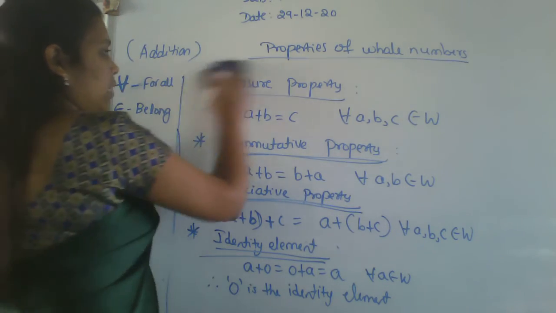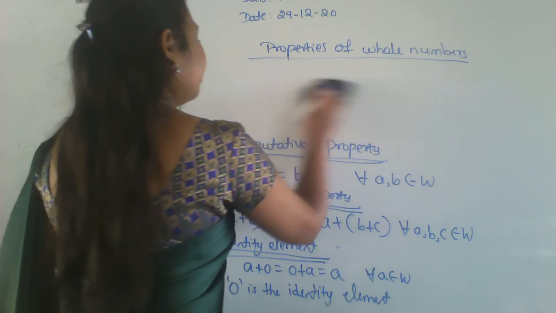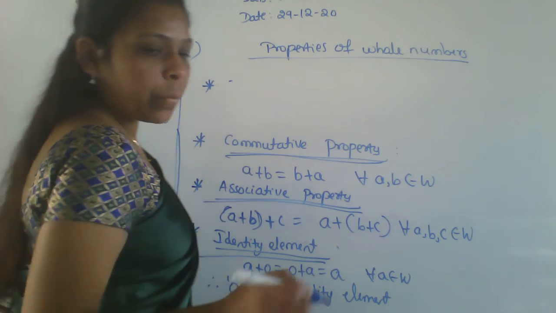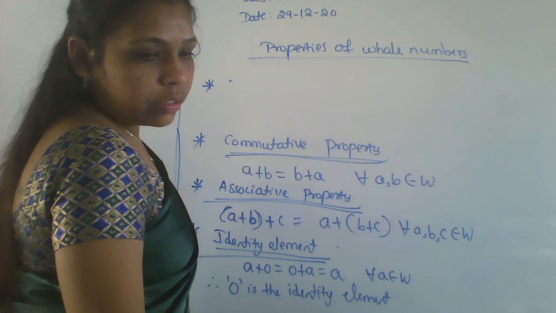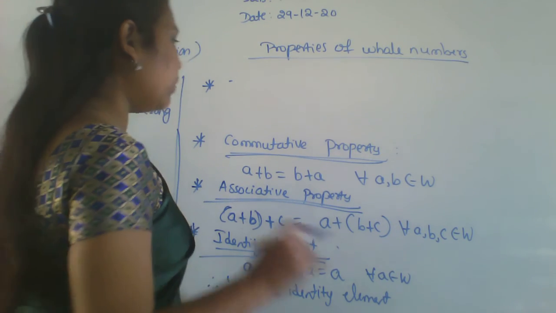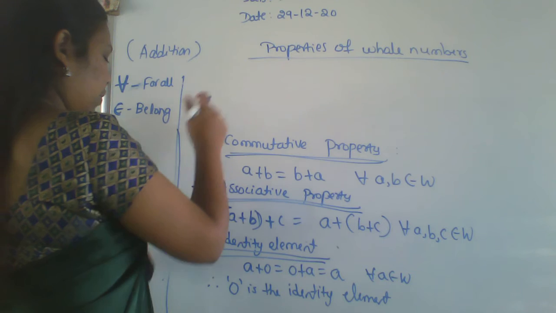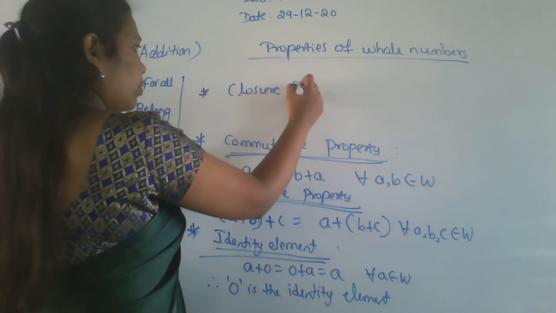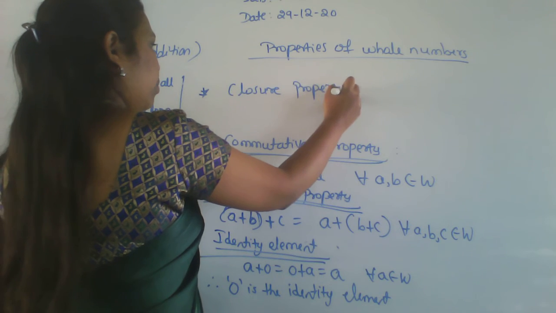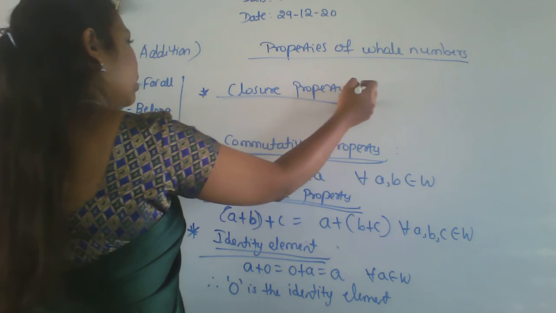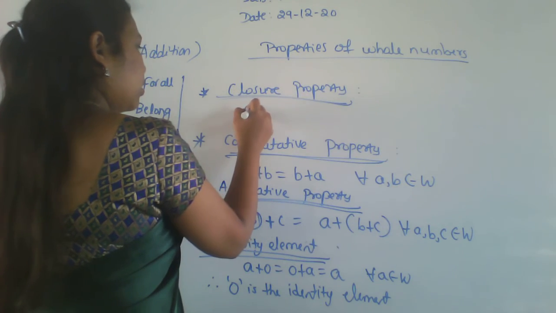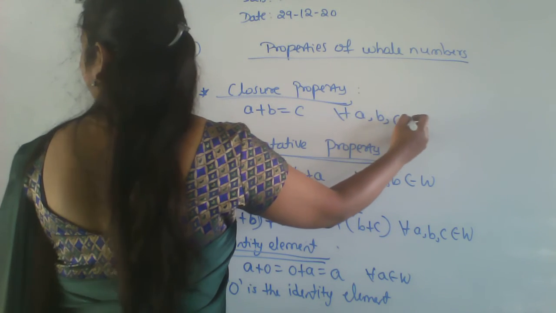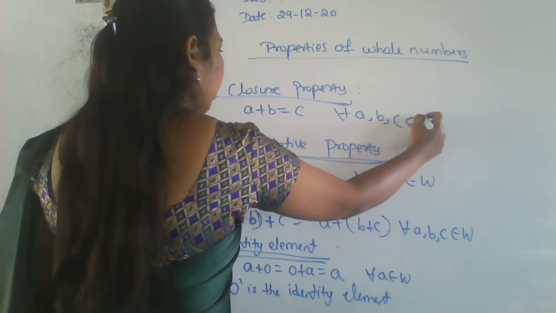Next, another property is there, that is the last one. Inverse, no, inverse they didn't give. Leave that. Here I have written the closure property, right? Closure property, that is a + b = c for all a, b, c belonging to whole numbers.